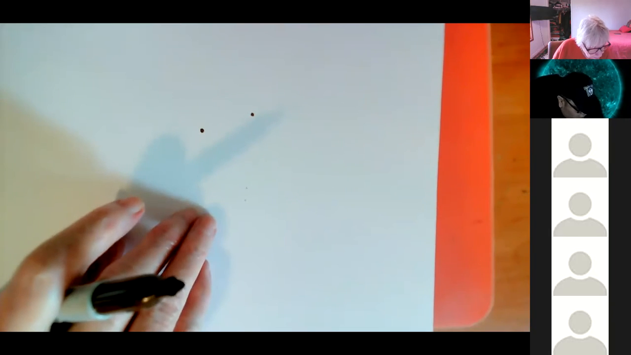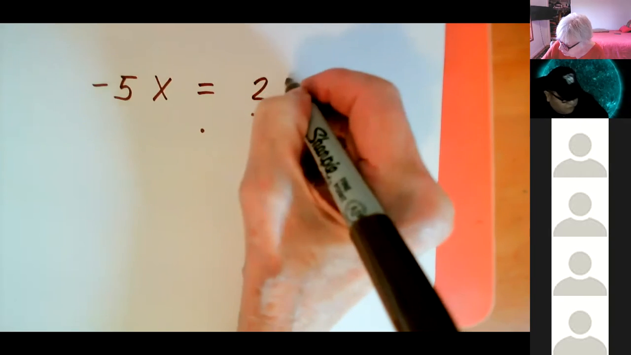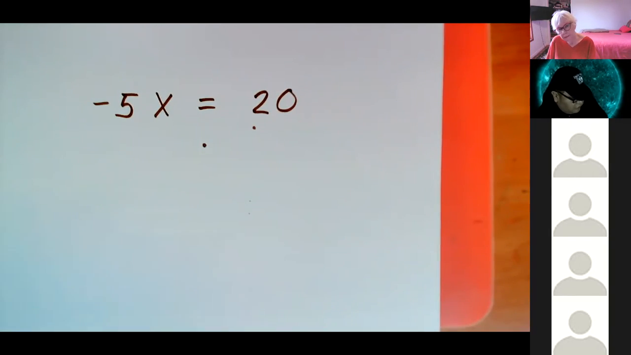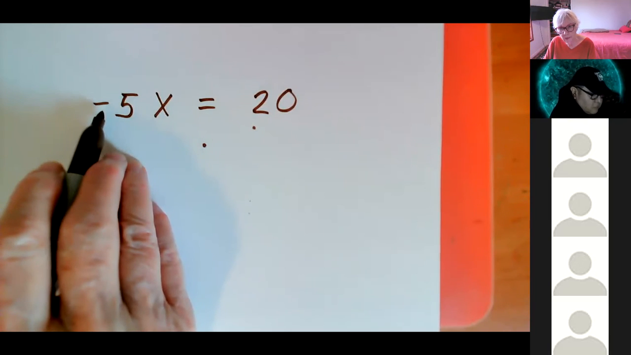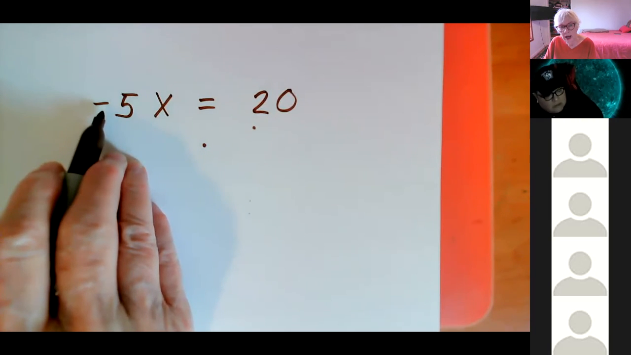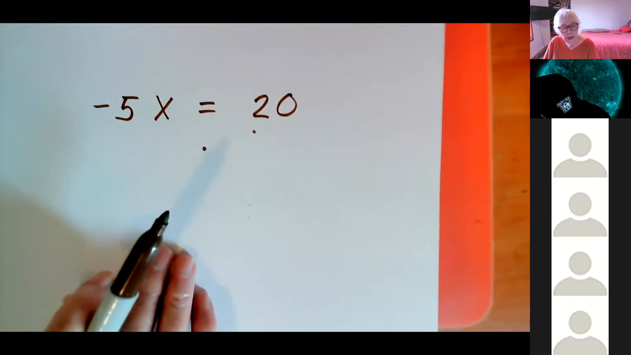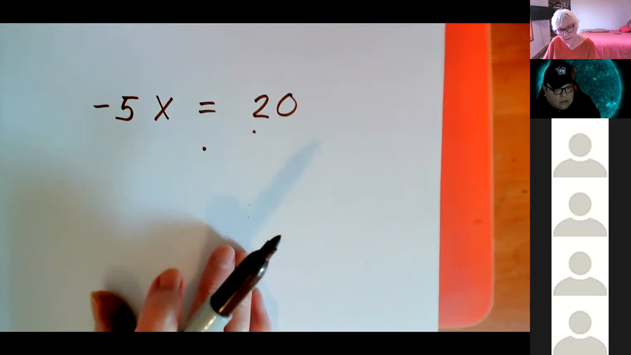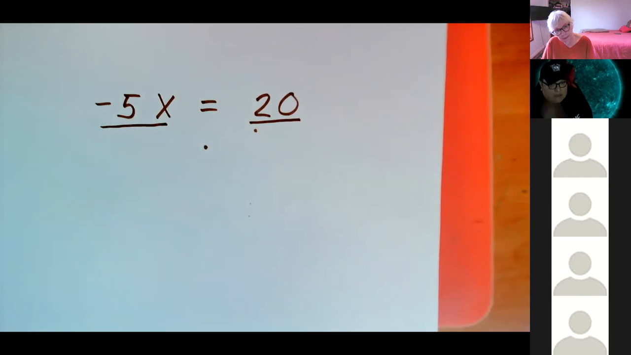I want to do this one. I up the ante right there. This can be solved by division because this is multiplication, it's not a fraction. The question is, what do I divide both sides by? Obviously, I need a 5.